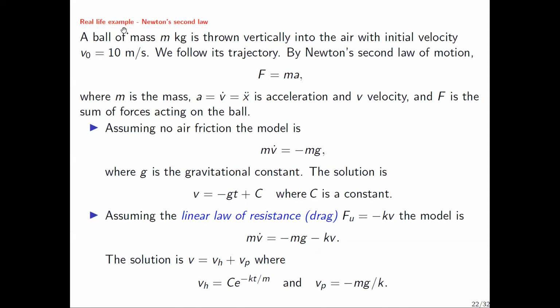Here is one real life example. So Newton's second law. You all know it, Newton's second law tells us that force is mass times the acceleration. When we throw a ball of mass m vertically into the air, if we don't assume any other force, only the gravitational force, then the equation which describes the motion of the ball is this one. So mass times the acceleration is the force. So the force is minus mass times the gravitational constant.